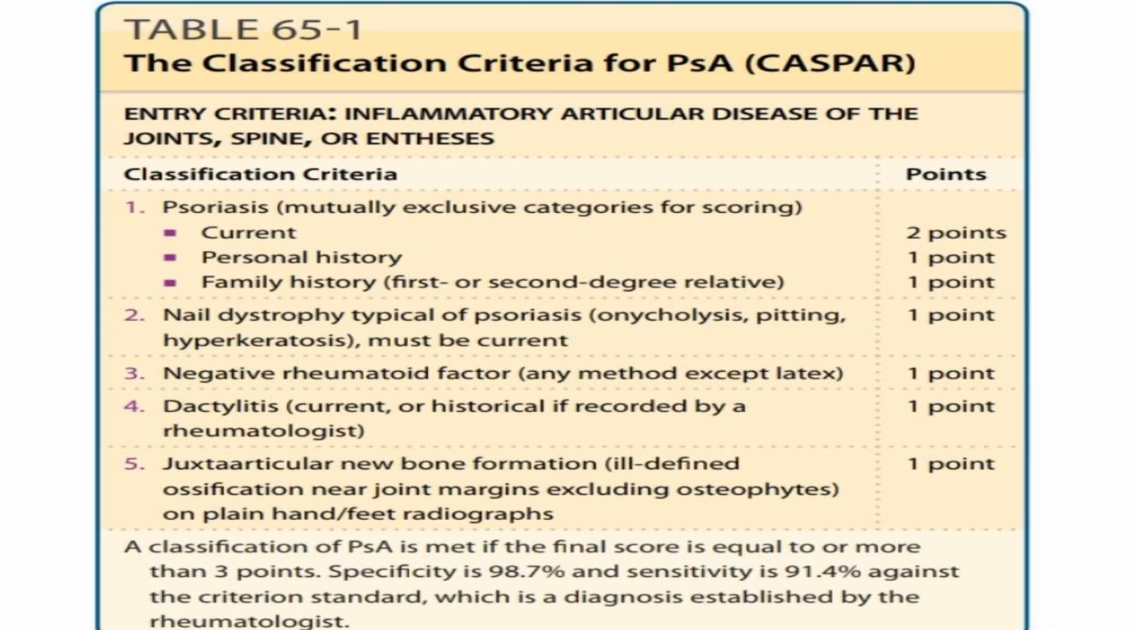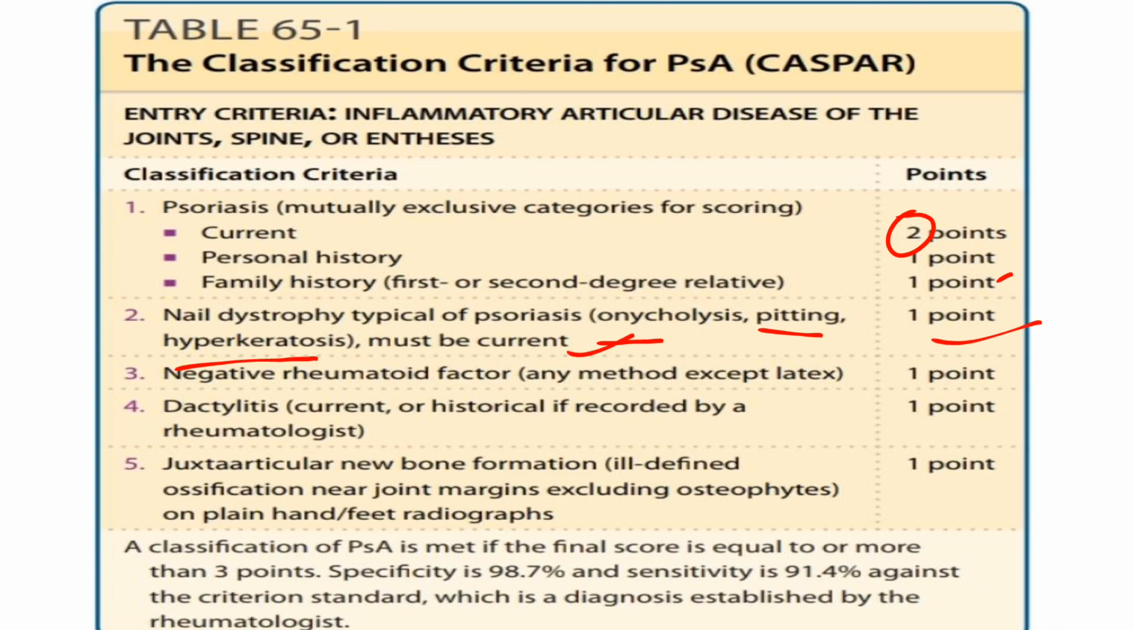This is the classification criteria for psoriatic arthritis, the CASPAR criteria. Psoriasis, mutually exclusive categories for scoring: current history is given 2 points, personal history 1 point, family history in first or second degree relatives 1 point. Nail dystrophy typical of psoriasis, onycholysis, pitting, hyperkeratosis, must be current. It is given 1 point.